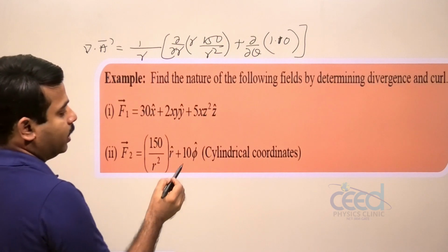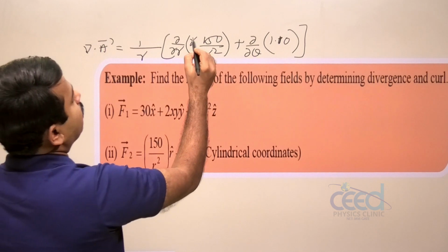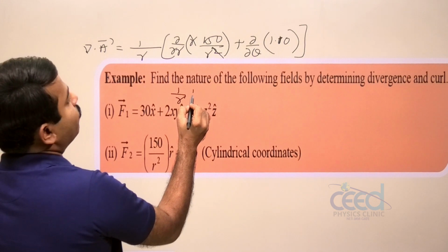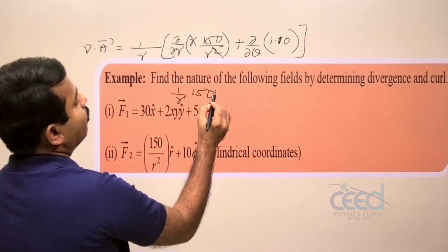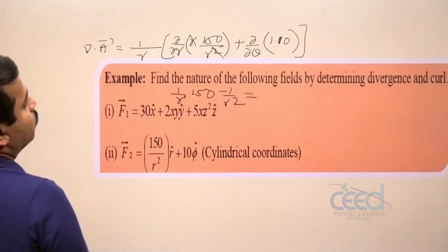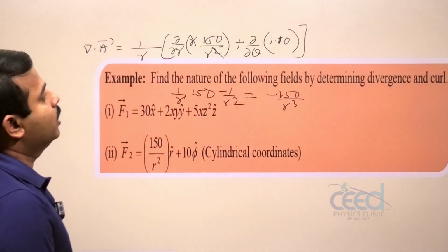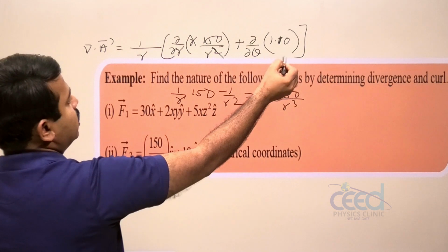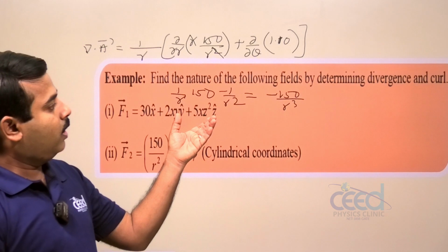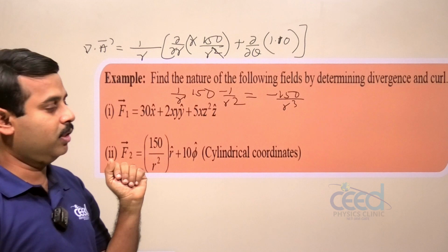I am not writing the next term because we have no z component here. So this phi term cancels to 0, and 1 by r into 150 we can take out, dou by dou r of 1 by r, that is minus 1 by r square. So minus 150 by r cube. So that means this part is 0, this part is 0. As per this, the divergence is not equal to 0, that means it is a diverging function.